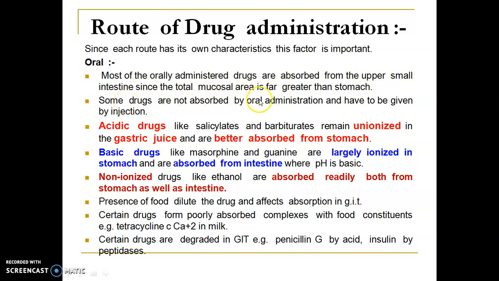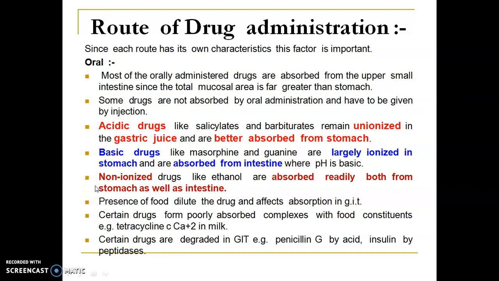The drugs which are not absorbed by oral route cannot be given by oral route and are to be given by injection. So there can be three different kinds of drugs: acidic drugs, basic drugs and neutral drugs. Acidic drugs remain unionized in gastric juice and are better absorbed from stomach. Basic drugs are largely ionized in stomach and unionized in intestine, and that's why they are absorbed from intestine where pH is basic. Non-ionized drugs are equally absorbed both from stomach as well as intestine. That means acidic drugs are better absorbed from stomach, basic drugs better absorbed from intestine, and non-ionized drugs equally absorbed from stomach as well as intestine.